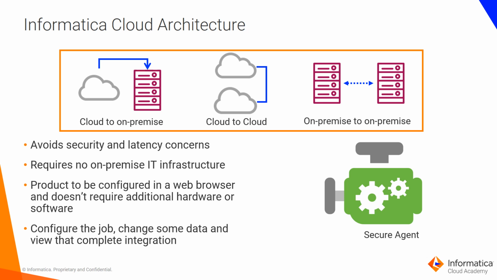One of the major benefits include that the downloaded agent can be deployed anywhere that has access to the data sources, including on-premise and cloud. Thus, the cloud service can be used for cloud to on-premise, cloud to cloud, on-premise to on-premise integration. Data then moves through the agent directly between on-premise systems and cloud systems.